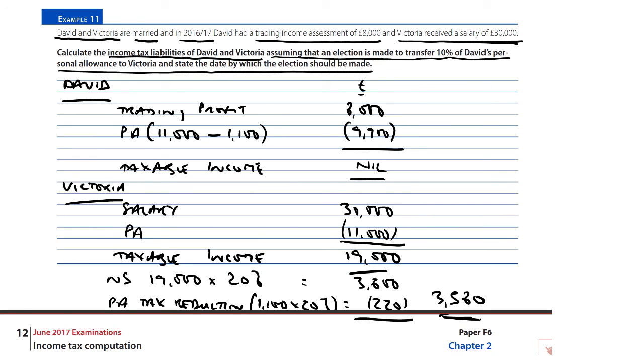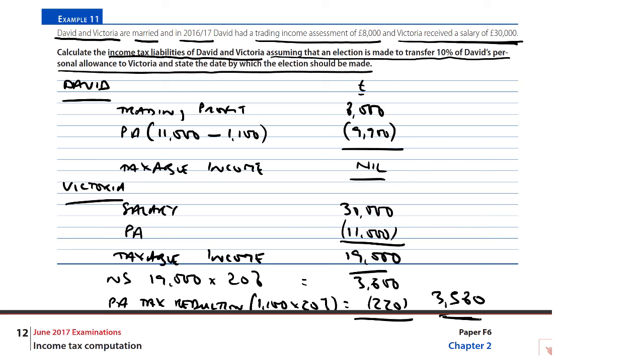But again, you'll see a better version of this in the example answers for you to have a look through for yourself. But it is that transferred amount, 10% fixed amount. Again, there's no provision for any other figure. It is just that 10% figure, the 1,100 that's transferred. It doesn't go as an extra personal allowance to the transferee spouse. No, it goes as this tax credit. 1,100 at 20% is £220.